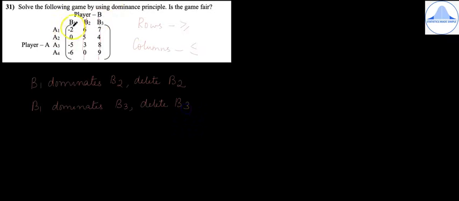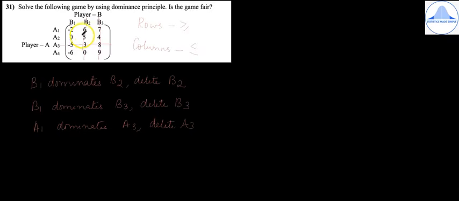So now because we have only one column remaining, we have to go back to the rows, and for rows the comparison is greater than or equal to. So compare again A1 with A2. Minus 2 is not greater than 0. Then compare A1 with A3. Minus 2 is greater than minus 5. So you'll write A1 dominates A3. So you delete A3.